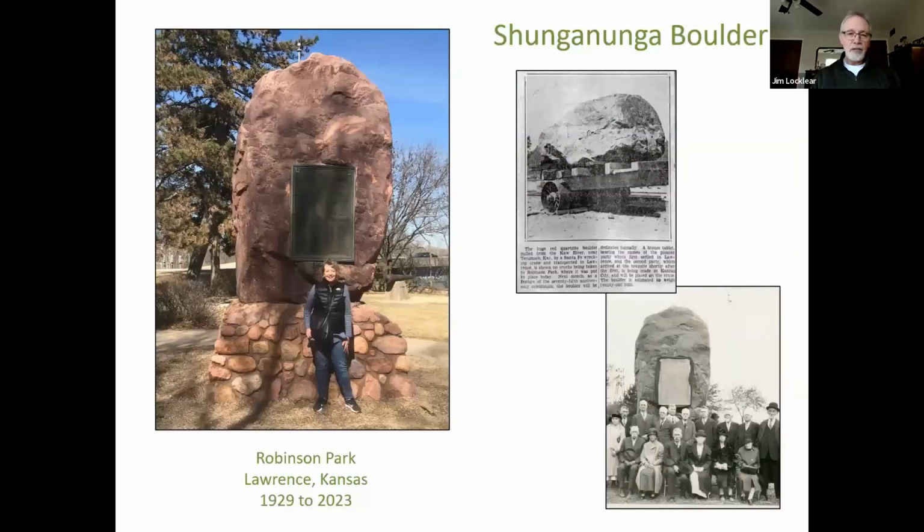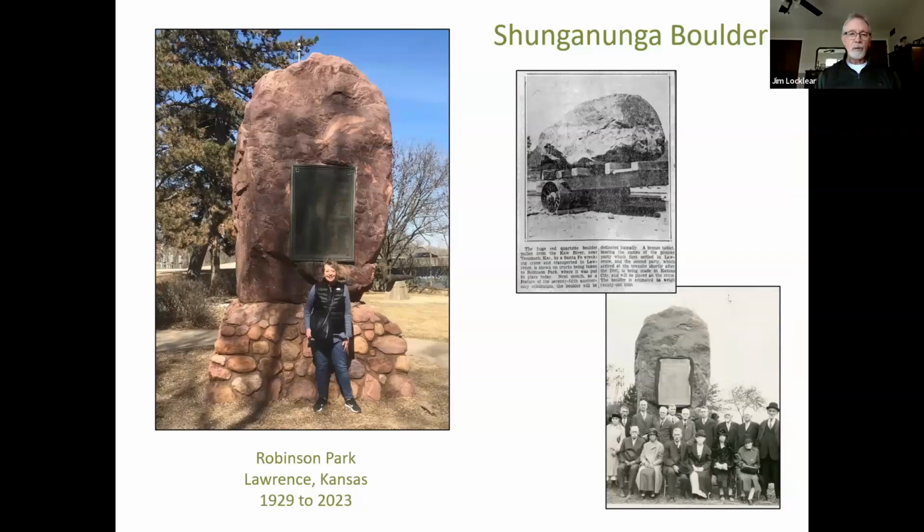But the most spectacular glacial erratic to be found in the country of the Kaw is the Shunganunga boulder, which is a fun word to say, that historically occurred at the junction of Shunganunga Creek with the Kaw River near the city of Topeka. And it was there for years and years, and folks were aware of it.